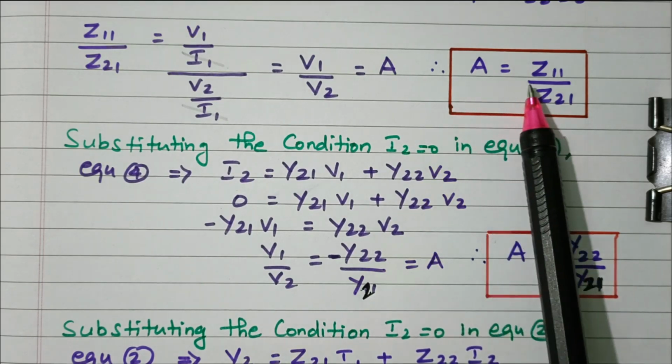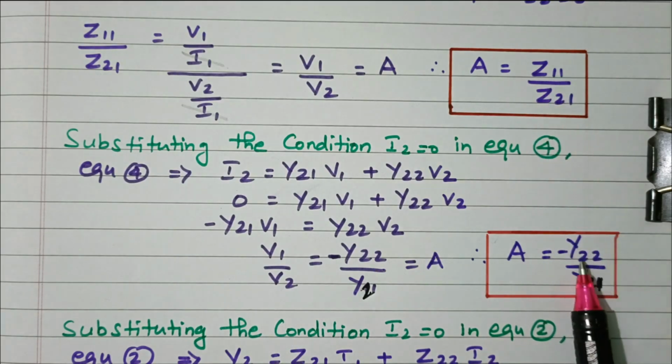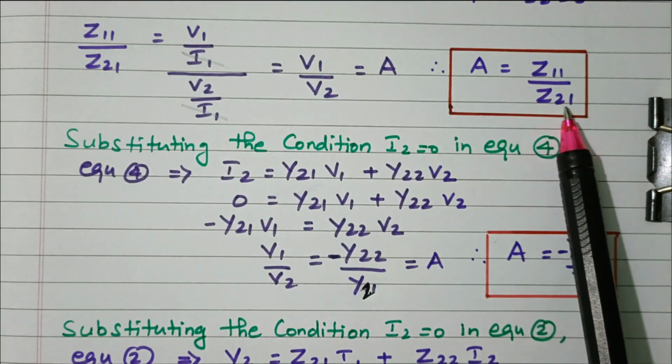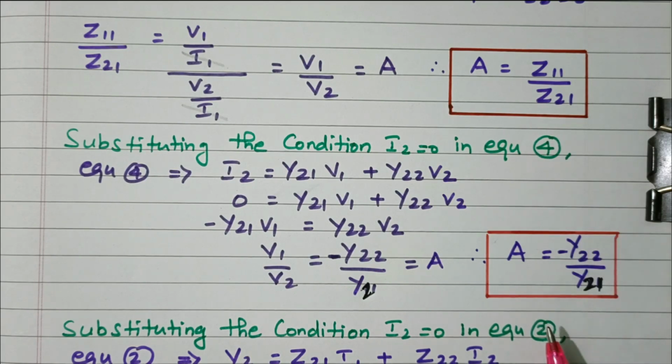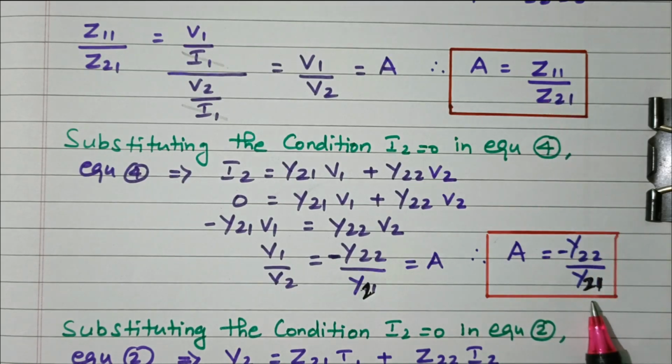Here A is expressed in terms of Z parameter, but almost the same. Z11 is there, here Y22 is there. Here Z21 is there, here Y21 is there. Now the term A is expressed in terms of Z parameter as well as Y parameter. Now we'll go to the next parameter.